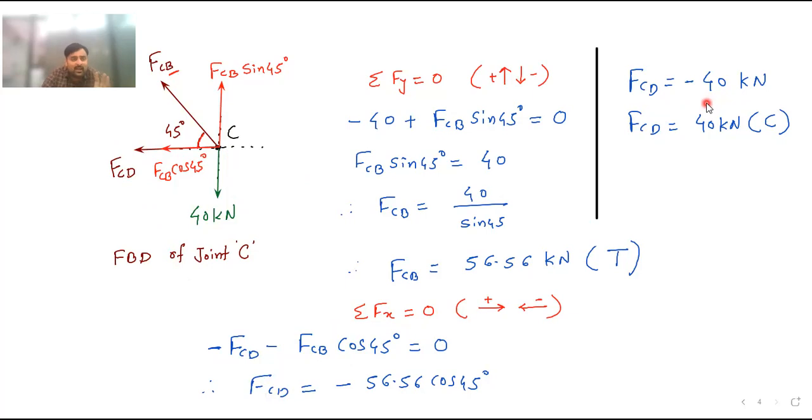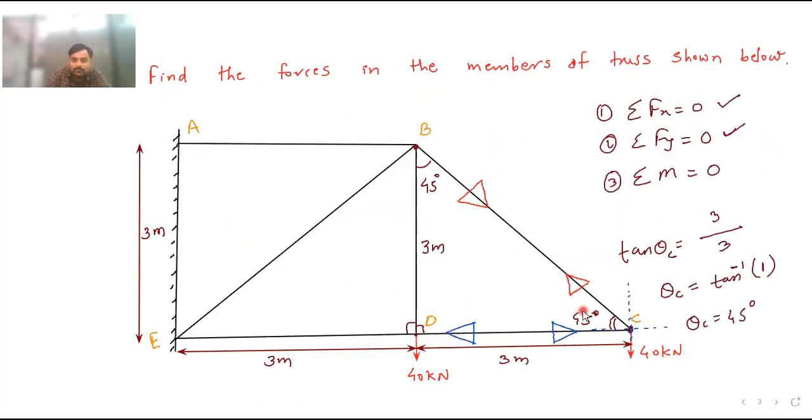मायनस 40 चा अर्थ काय, की एफ सी डी ची व्हॅल्यू 40 आहे, फक्त मायनस साईन हे काय सांगतंय, तर तुम्ही एफ सी डी ला कसं अज्युम केलंय, टेन्साईल अज्युम केलंय, तर ते टेन्साईल नाहीये, ते एफ सी डी कसं असायला पाहिजे, कॉम्प्रेसिव्ह. म्हणून हे मायनस साईन मी काढून टाकलं आणि ह्याच्याऐवजी इथं ब्रॅकेटमध्ये लिहिलं कॉम्प्रेसिव्ह, म्हणजे एफ सी डी 40 किलो न्यूटन कॉम्प्रेसिव्ह. आणि मग हे जे दोन मेंबर आपण कॅल्क्युलेट केलेले आहेत, एफ सी बी आणि एफ सी डी, ह्यांचं नेचर कसं आलंय, सी बी चं नेचर आहे टेन्साईल आणि सी डी चं नेचर आहे कॉम्प्रेसिव्ह, तेच इथं आपण दाखवलं.